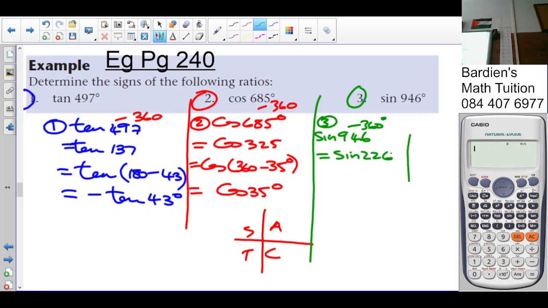Which quadrant is that in? Third. How do you get in the third quadrant? 180 plus 46. Sine positive or negative? Negative. It's negative sine 46. Okay. Is there anybody that's confused?